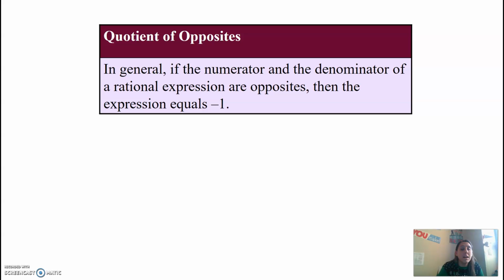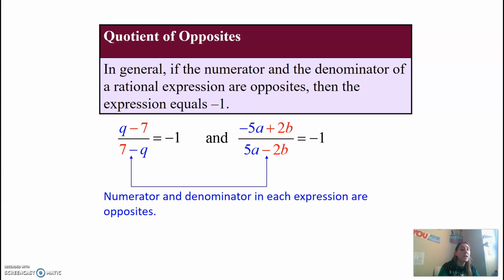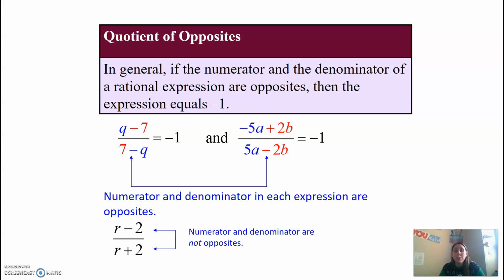All right. So we talked about the quotient of opposites. So in general, if the numerator and the denominator of a rational expression are opposites, then the expressions are equal to negative 1. So if we have q minus 7 over 7 minus q, then that's going to equal negative 1. And if we have negative 5a plus 2b over 5a minus 2b, it's also going to equal negative 1. Notice that the numerator and the denominator in each expression are exactly opposite. So if we had r minus 2 over r plus 2, the numerator and denominator are not exact opposites. So that means everything has to be the exact opposite. And then it's going to equal negative 1.